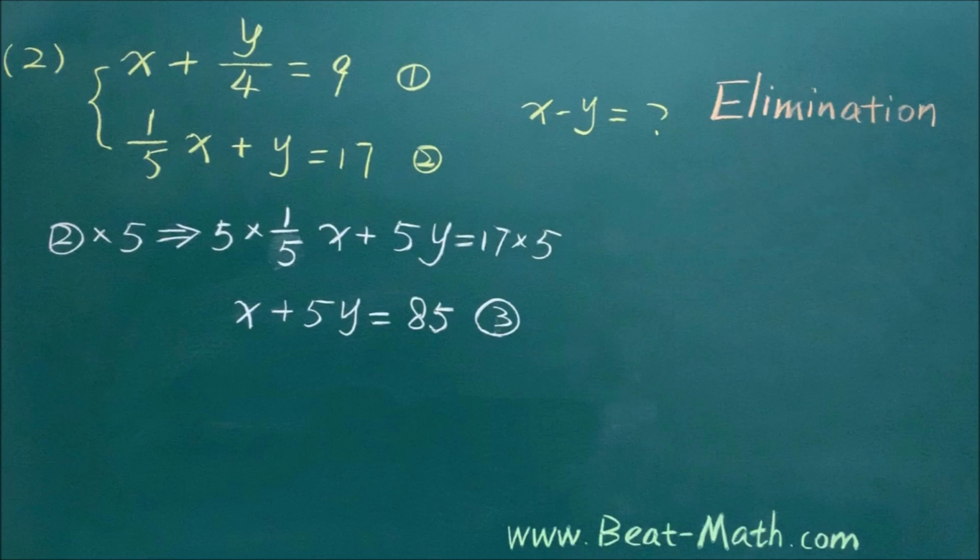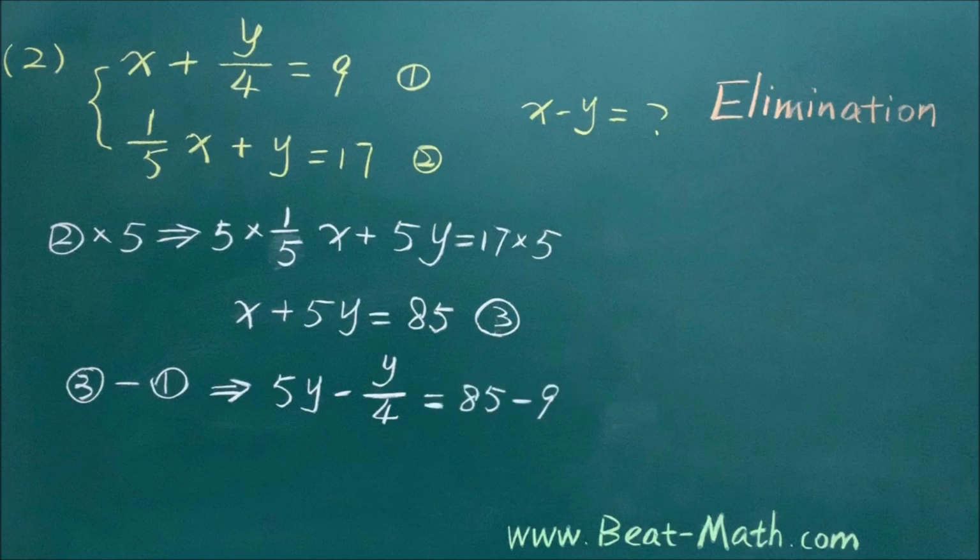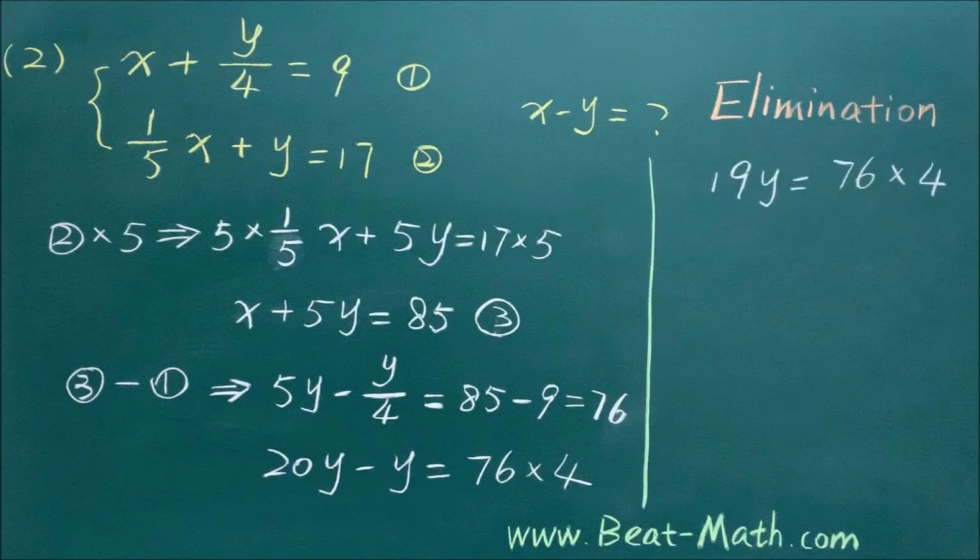That is equation 3. Then subtract equation 1 from equation 3. x minus x equals 0. The left side is 5y minus y over 4. The right side is 85 minus 9 equals 76. Multiply both sides by 4. 5y times 4 equals 20y. y times y over 4 equals y. 20y minus y equals 19y. Divide both sides by 19.